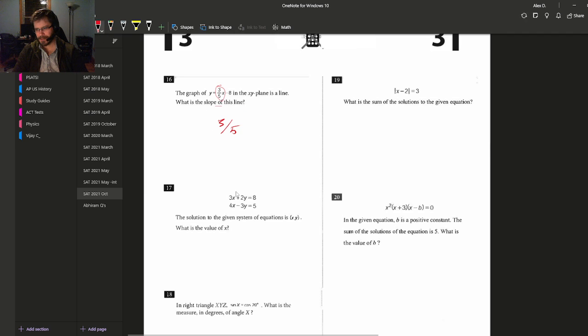Just pay attention. System of equations, no hints. What is the value of x? Just get them to cancel, so that's times 3 times 2, you get 9x plus 6y equals 24. 8x minus 6y equals 10. Add those guys together, you get 17x plus 0y equals 34. X is 2.